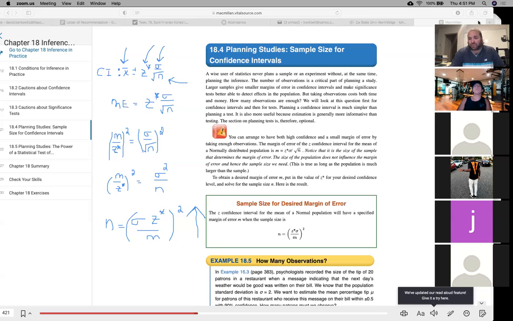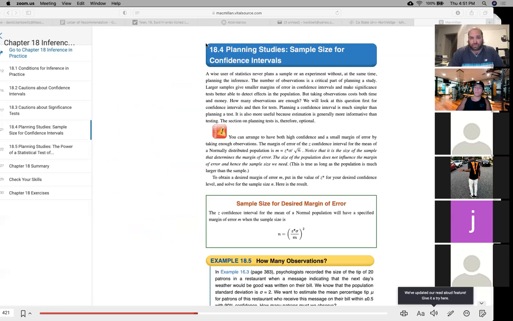You go up because going up makes a smaller margin of error, and going down makes a bigger margin of error. And your goal is always to make a smaller margin of error if possible, right? You never want a bigger one if you can get a smaller one. So let's do an example of this, just straight up plugging things in.